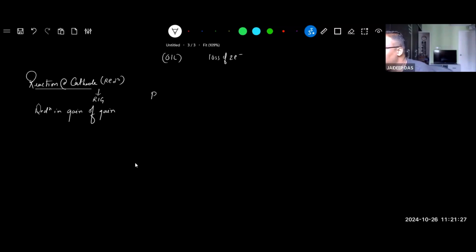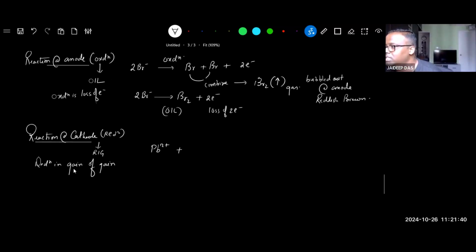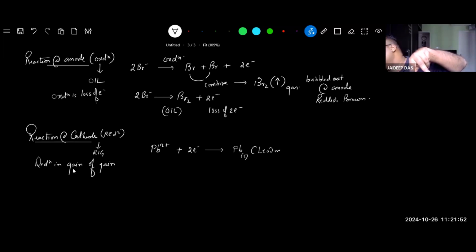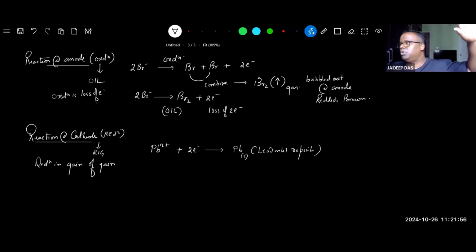So Pb2+, who is going to gain electron? A person who gains electron. Everyone wants to become neutral. A person who is deficient in electron gains electron. Now this fellow needs 2 electrons. Where does it get the 2 electrons? It gets the 2 electrons which were released at anode. So those 2 electrons were floating, and it takes the 2 electrons and becomes Pb. Now this is solid lead metal, and this lead metal will form deposits.